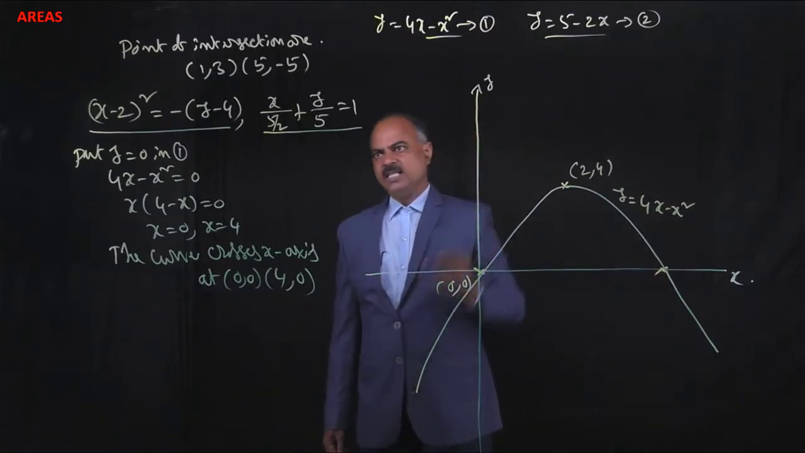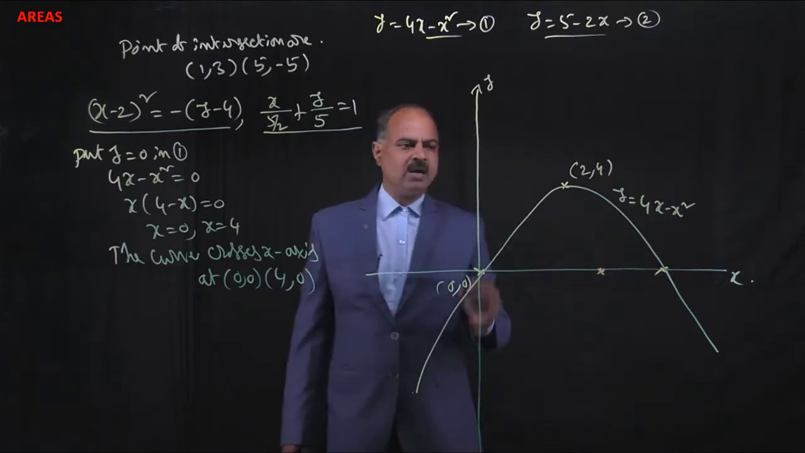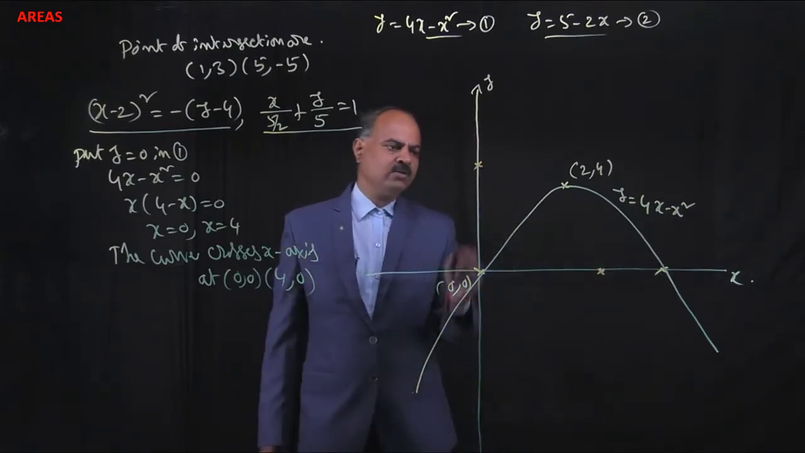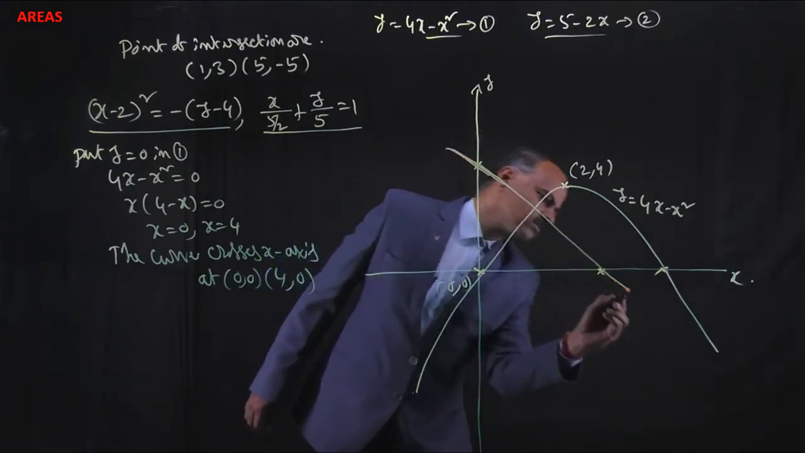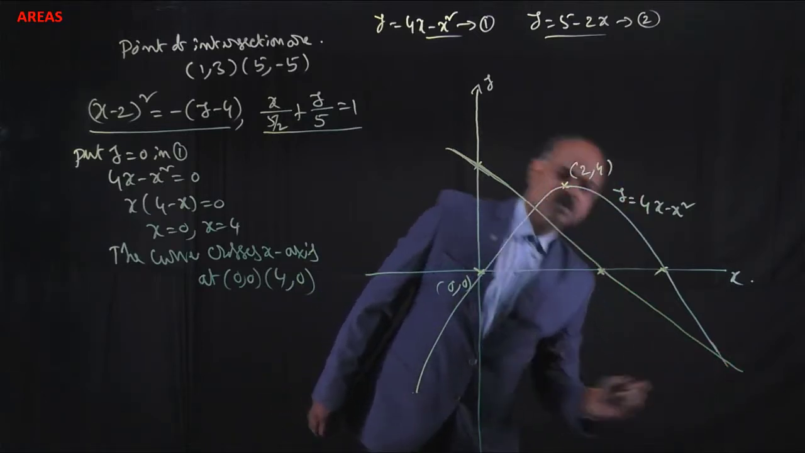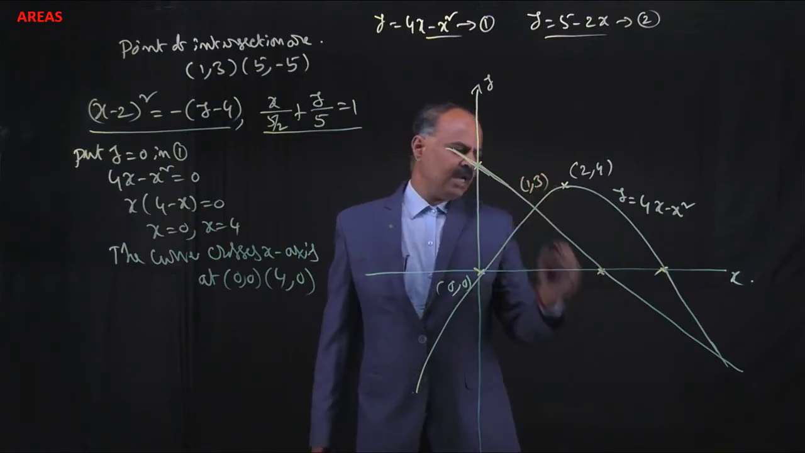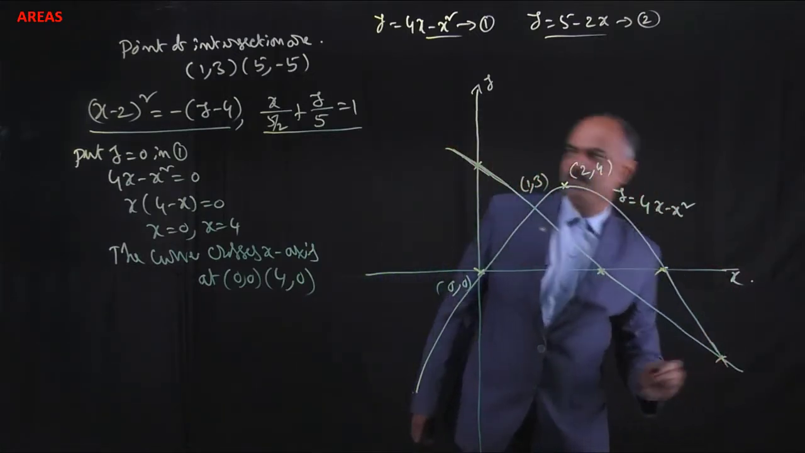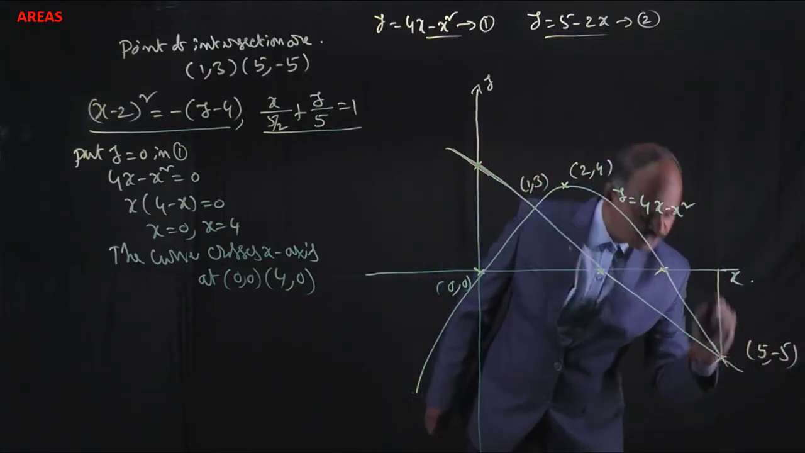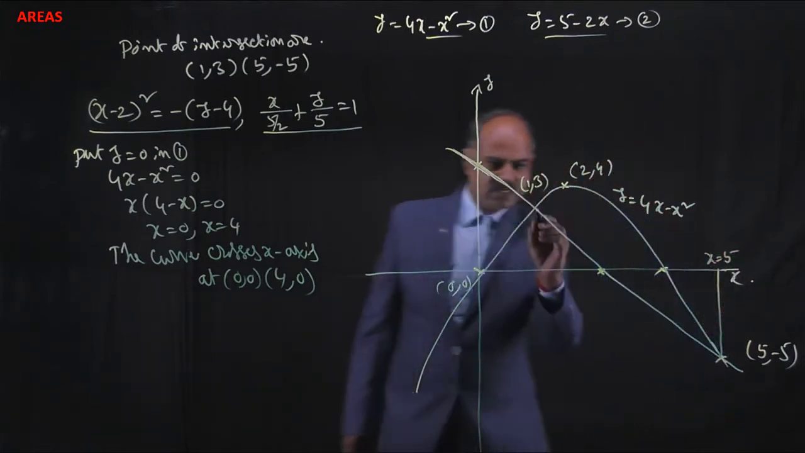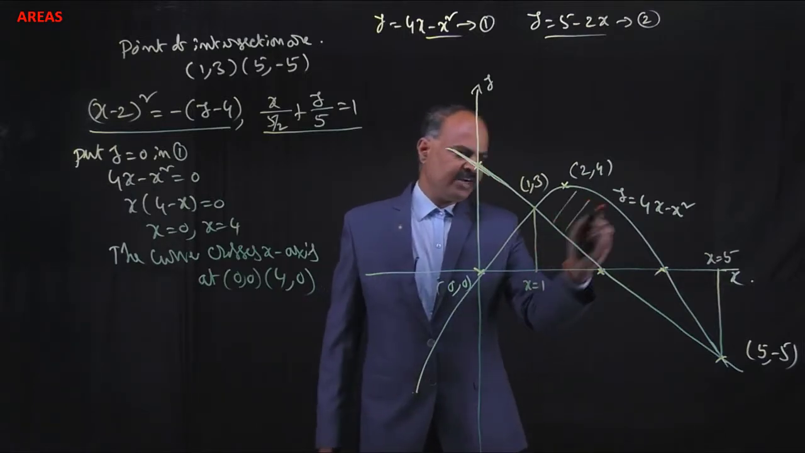Next, draw the line x by 5 by 2 plus y by 5 equal to 1. So this is 5 by 2 comma 0, this is 0 comma 5. So draw the line. So this point of intersection is 1 comma 3, and this point of intersection is 5 comma minus 5. So this is x equal to 5, and this is x equal to 1. So this is the required area.